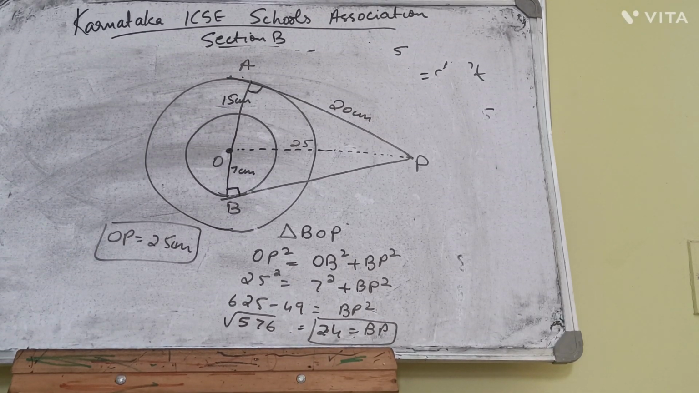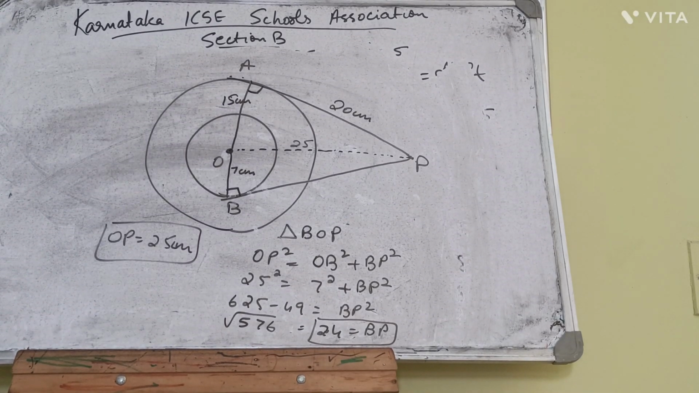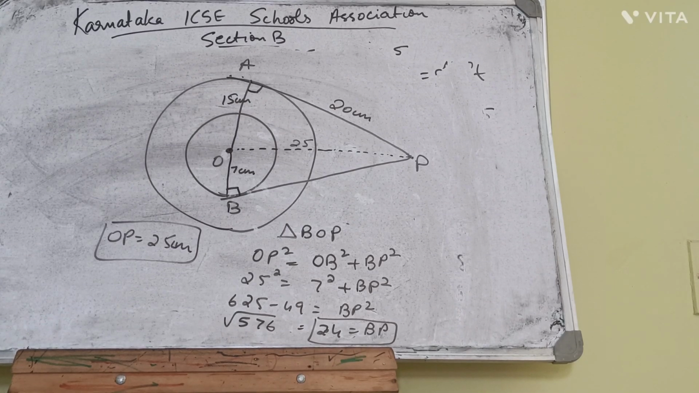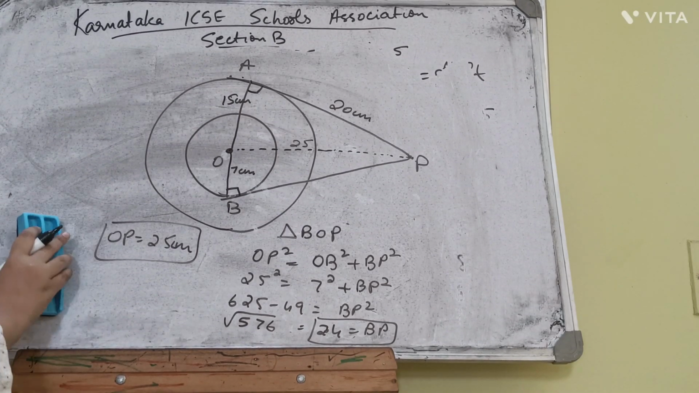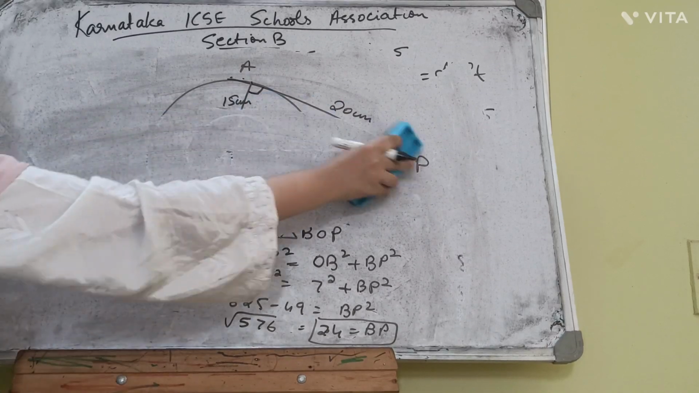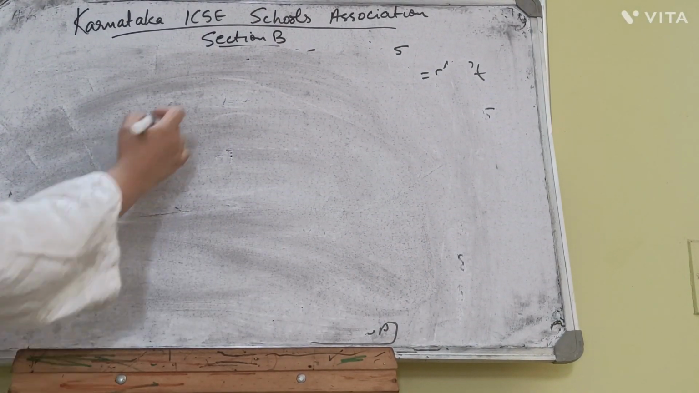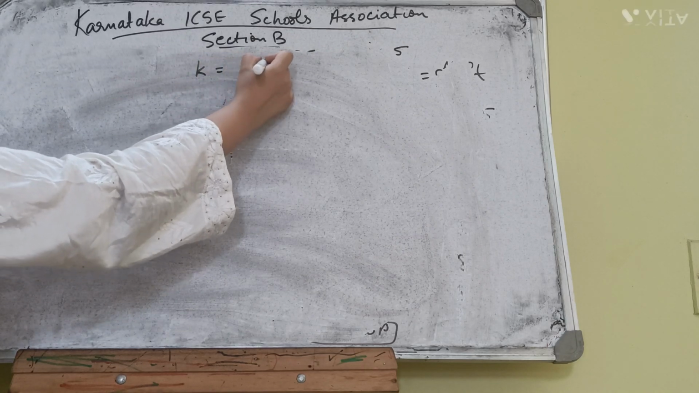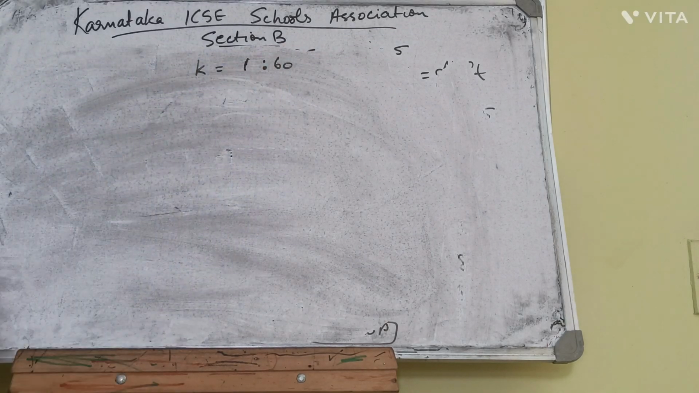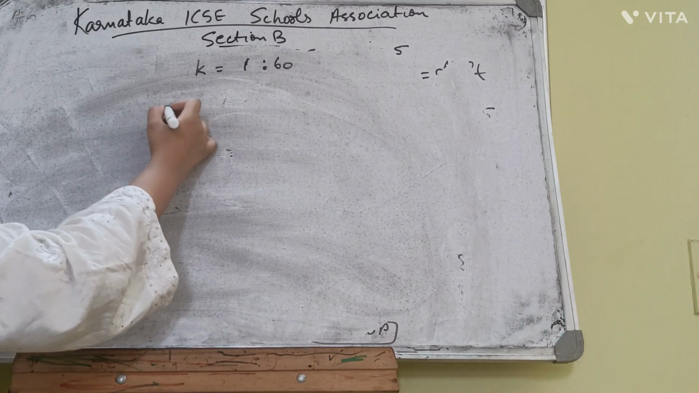Question 8, second one is a question from similarity. So the toy model of a truck and a real truck are in the ratio 1:60. So using this scale factor, we need to calculate this sum. The scale factor has been mentioned as 1:60. Calculate the length of the truck in meters if the length of the model is 25 centimeter.